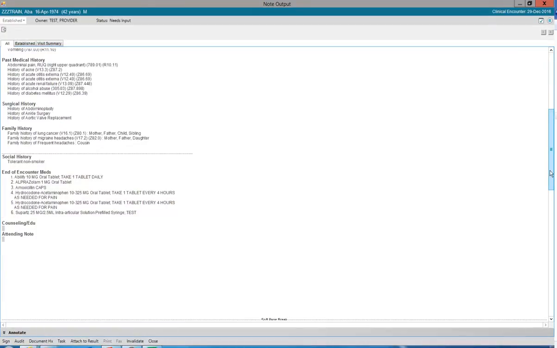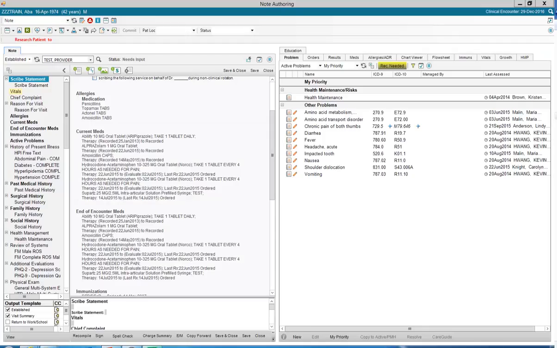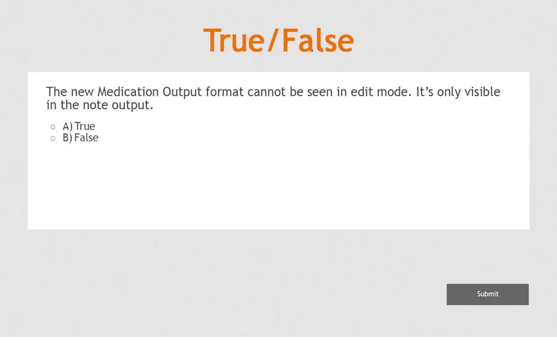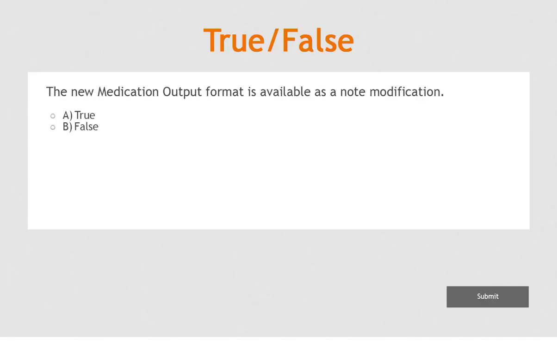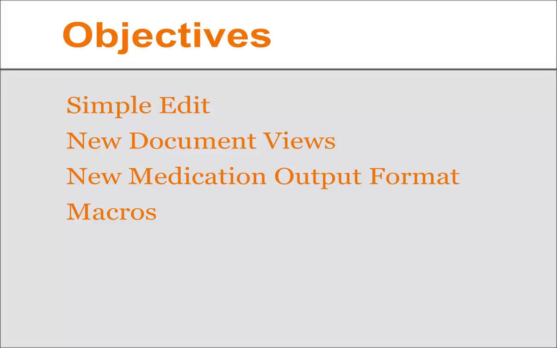Click Close to close the note output and return back to the note. Remember, this new output format is only viewable in the note output, not in edit mode, and is available as a note modification. This completes our demonstration on the new medication output format. Next, I will demonstrate macros.